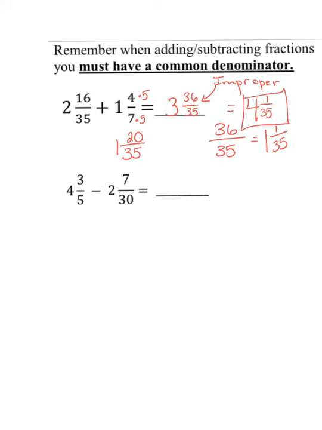Okay, next we have a subtraction problem. We have 4 and 3/5 minus 2 and 7/30. I know that I can change the 5 into a 30. So underneath, I'm going to rewrite my fraction so it's 30ths, just like the second one. And we follow the same rule: what I do to the bottom, I must do to the top. So 5 times 6 is 30. So 3 times 6 is 18. Minus the 2 and 7/30. 4 minus 2 is 2. 18/30 minus 7/30 is 11/30. And that would be your final answer.